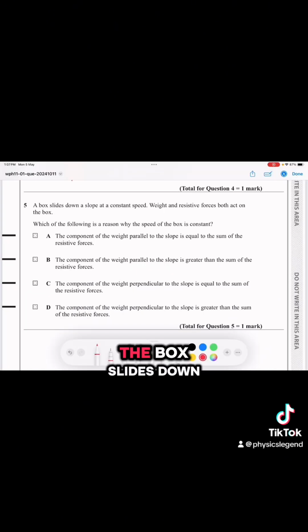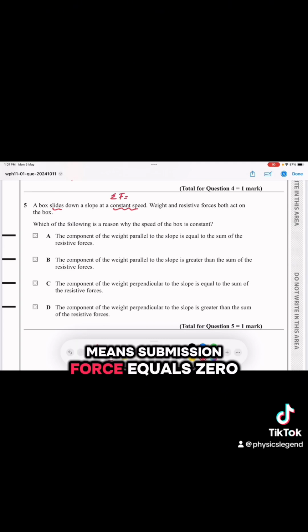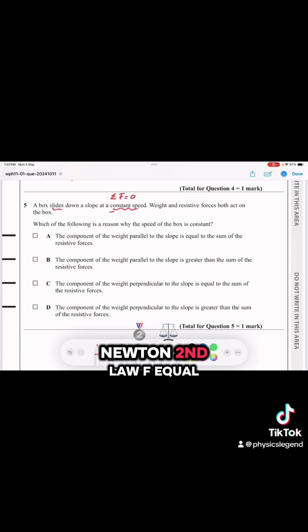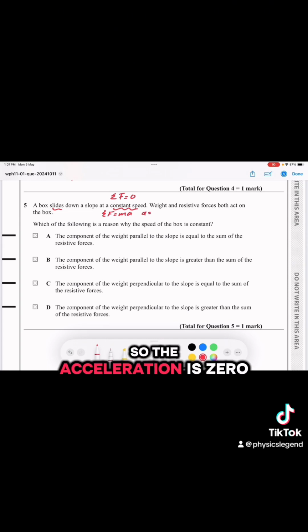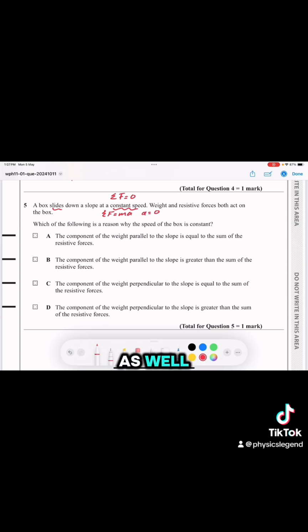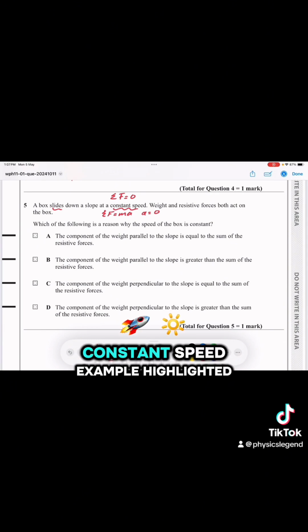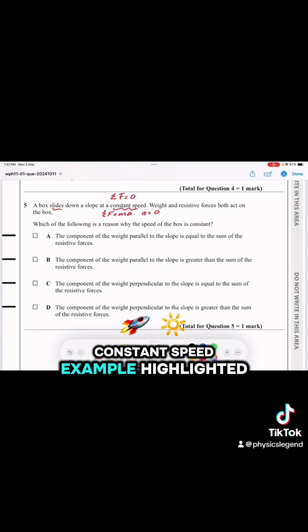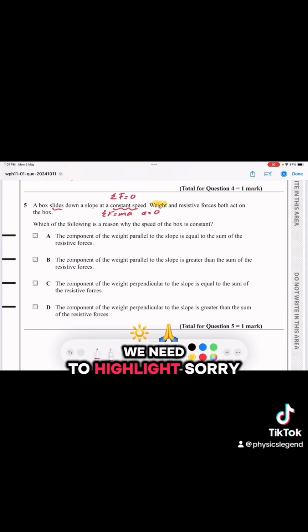Question 5, the box slides down at constant speed. Constant speed means the summation of forces equals 0. Newton's second law, F equals ma. So the summation of the forces here is m times a, where a is acceleration. So the acceleration is 0 as well, which means constant speed. The examiner wants us to highlight the weight and resistive forces acting on the box.